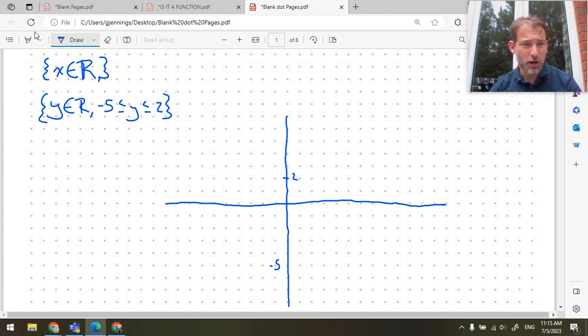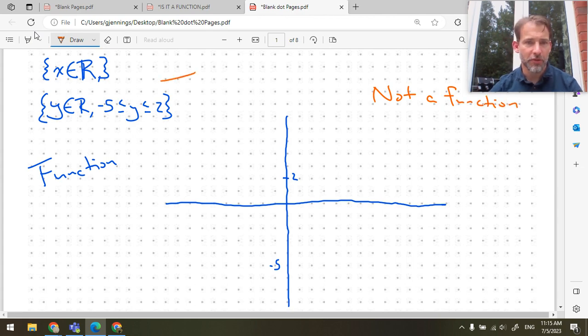Okay, so let's draw one that's a function and one that is, watch out, not a function. But both will have the given domain and range. Okay, so let's start with the function example. We'll do that in purple since our axes are in blue.